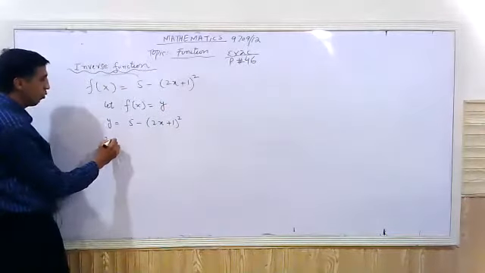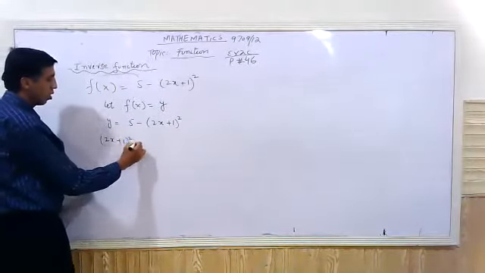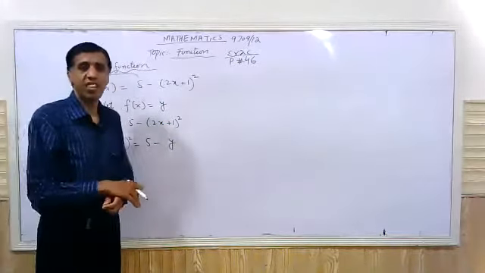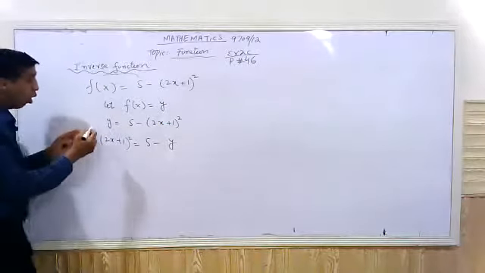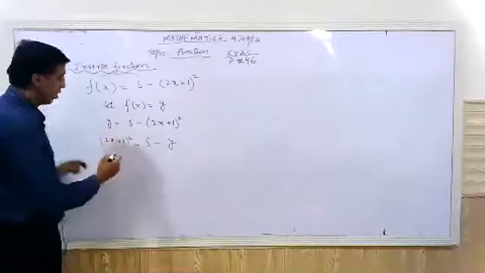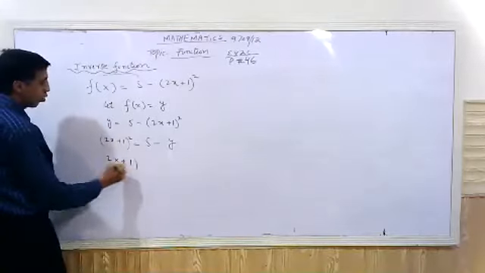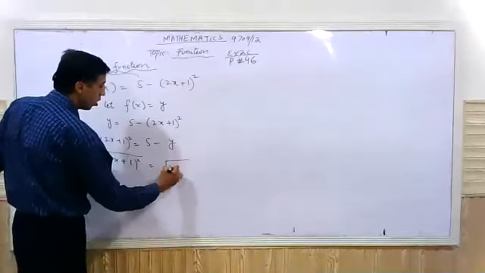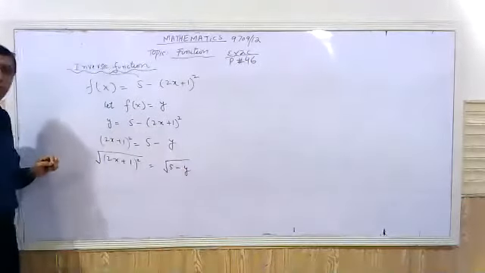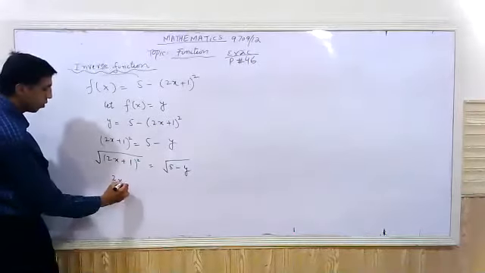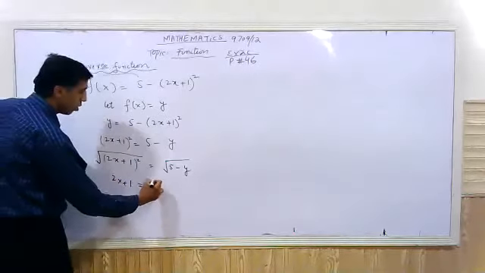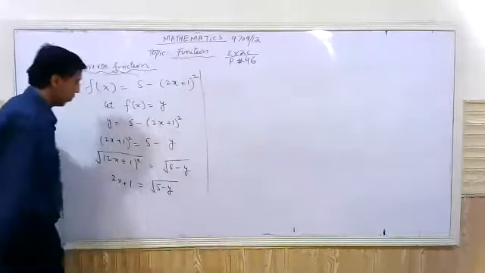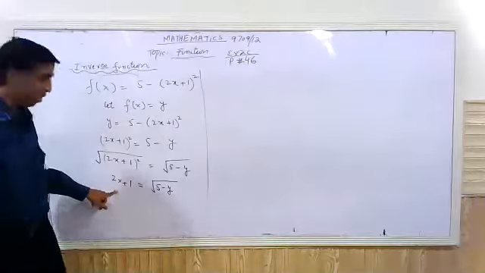So make it positive first. I have changed the signs. The sign would be opposite. Now, how to remove the square? We will take the square root of both sides. Now the square will be removed. We have to make x the subject.